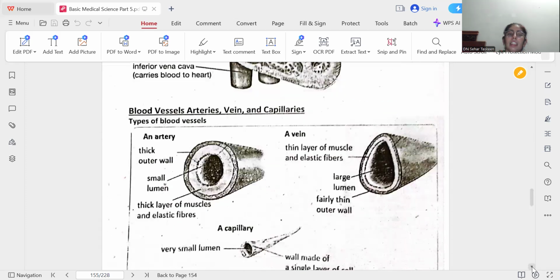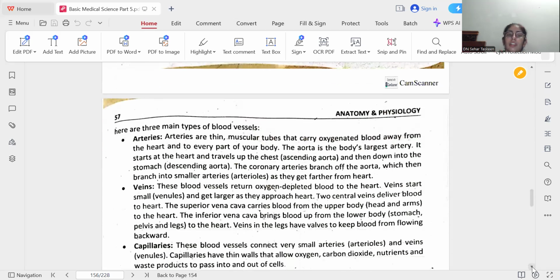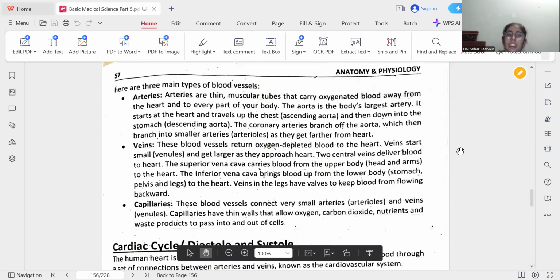ये पिक्चर में हमें दिखाया जा रहा है. उसके बाद मजीद आकर देख लेते हैं. There are three main types of blood vessels: arteries, veins और capillaries के बारे में हम देख लेते हैं.